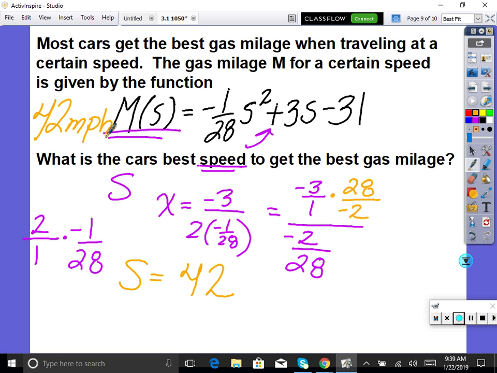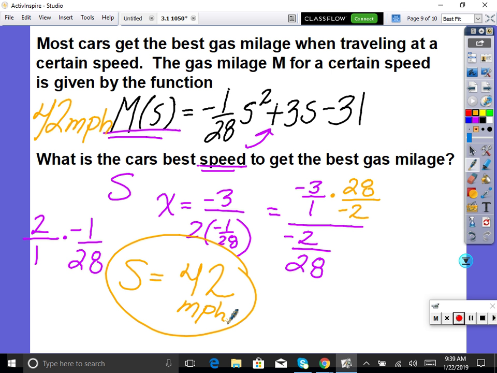So once again, in the story problem, if it would have said, what is the best gas mileage? You'd say, okay, now I need to plug in 42. Does everybody see? You've got to read the story problem because it would be such a shame to not get it right on the test. But this one just said, what is the best speed to get the best gas mileage? 42 mph.